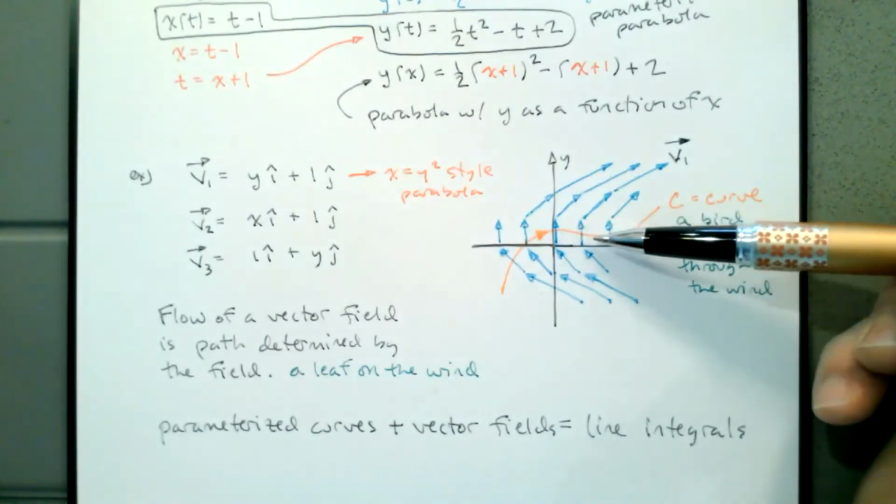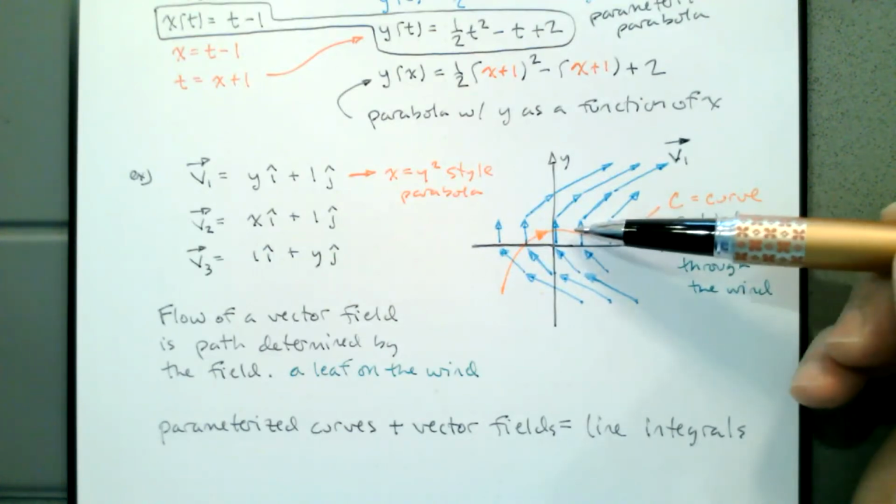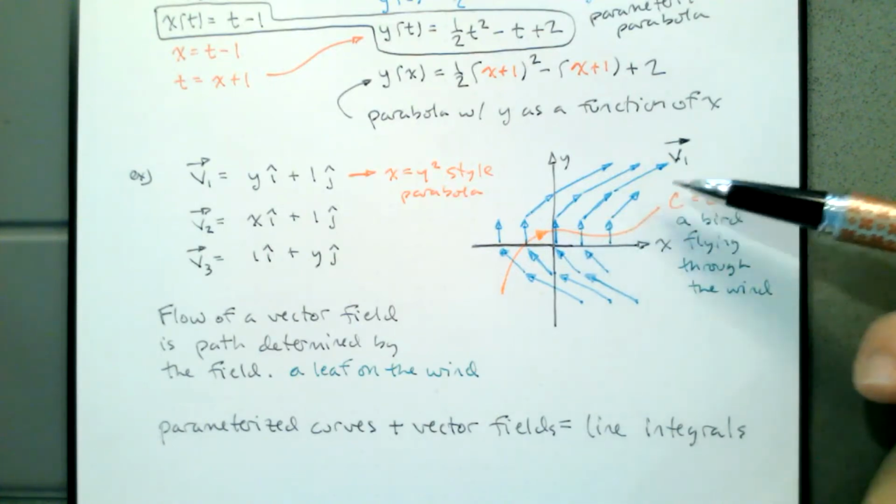I didn't draw the dip down here where it dips towards the x-axis a little bit, but in that little dip, the wind is now pushing against the bird as the bird tries to fly down into the wind. So the bird's like, oh, no, that's too difficult. I'm just going to go with the wind up this way.